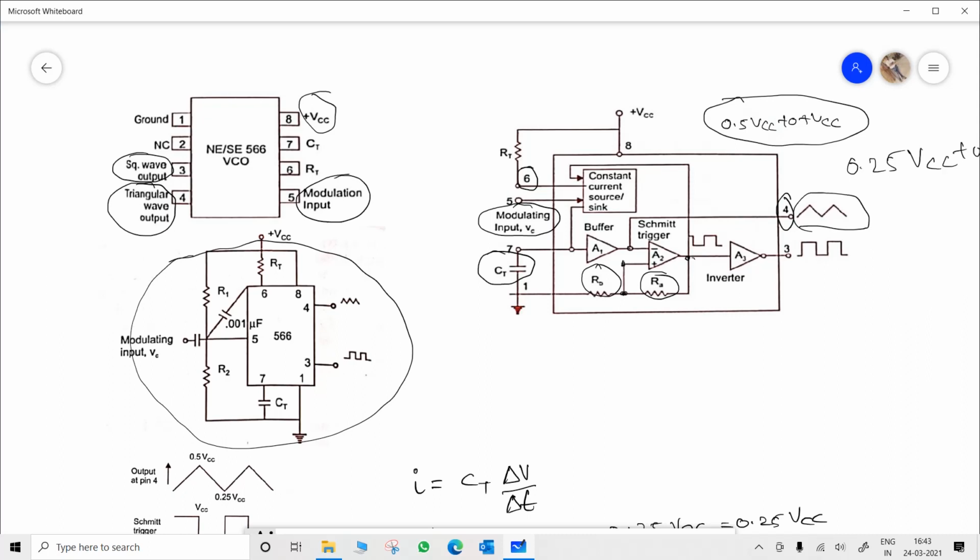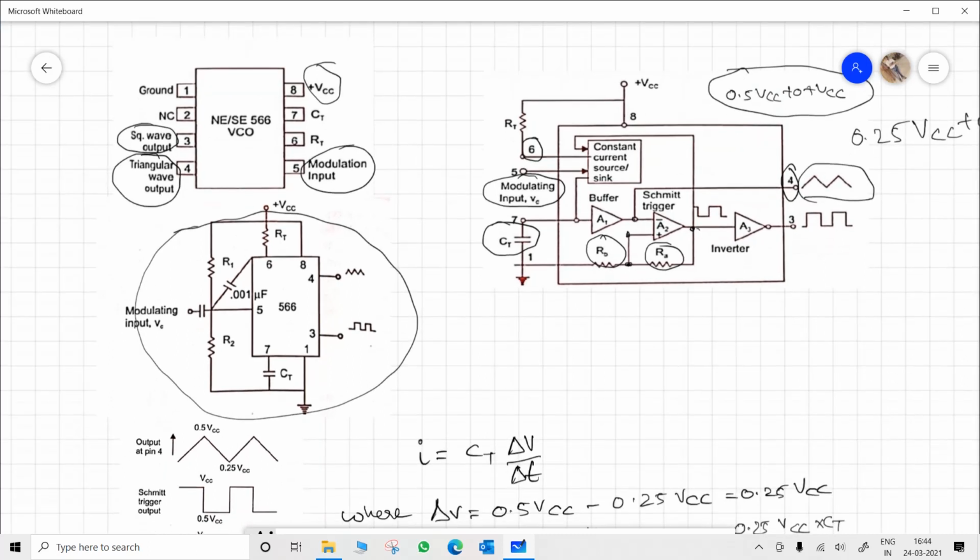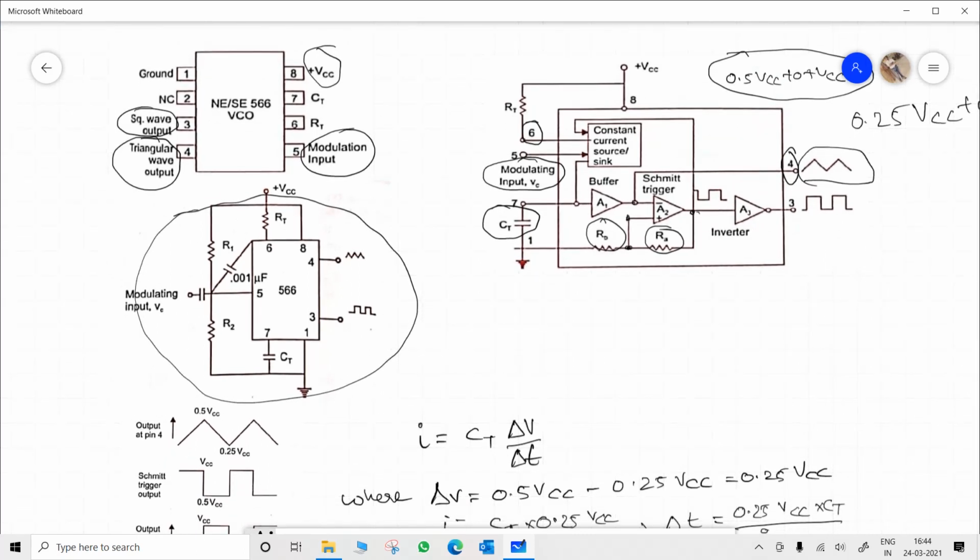Because the input of the Schmitt trigger is connected to the inverting input terminal, when the capacitor reaches 0.5 VCC, the output of the Schmitt trigger will reach the low value, 0.5 VCC. When the capacitor voltage reaches the low value, that is 0.25 VCC, the Schmitt trigger output will reach the high value, that is plus VCC. Now the output of the Schmitt trigger is connected to an inverter, which in turn inverts the output of the Schmitt trigger.